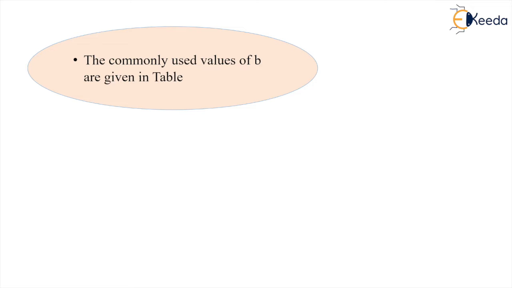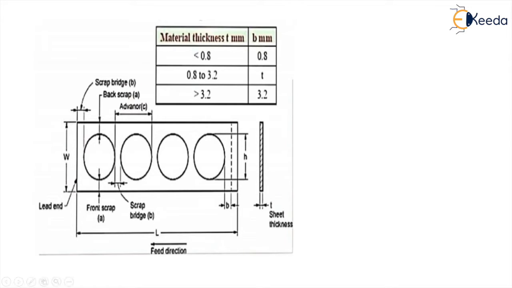So the commonly used values for B, the scrap bridge: if the sheet thickness is less than 0.8 millimeter, we can take B as 0.8 mm. If the material thickness ranges from 0.8 to 3.2 millimeter, then we can use the value of B as equal to the thickness of the sheet. And when the thickness goes beyond 3.2 millimeter, we can use the value of the scrap bridge as 3.2 millimeter.